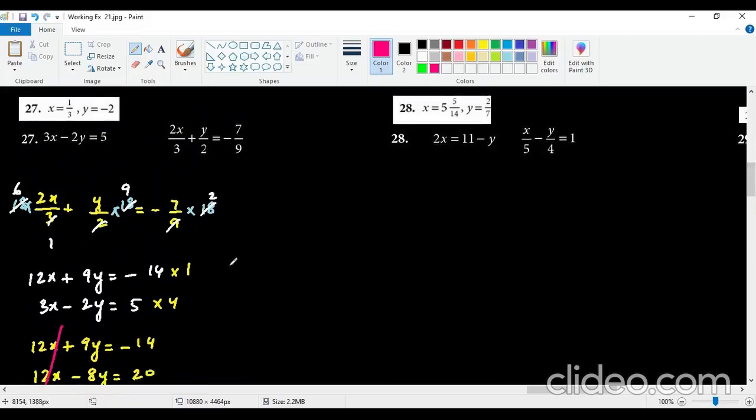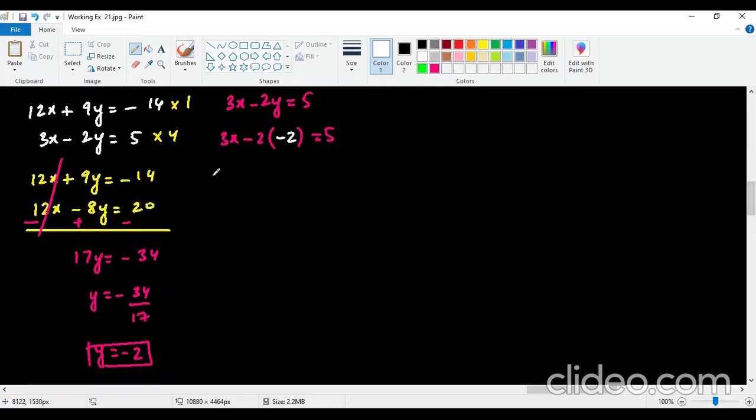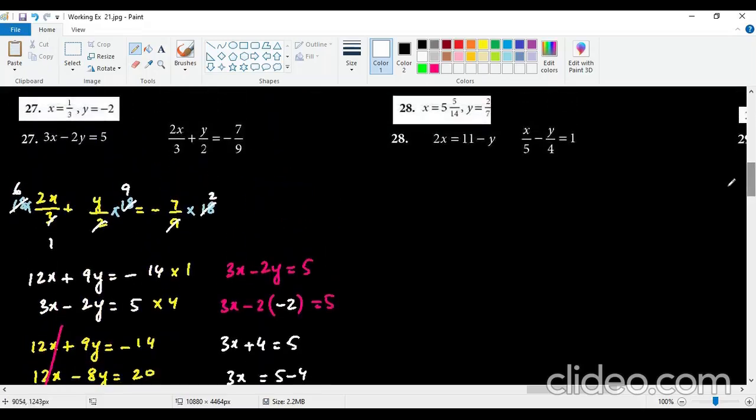Now we find out the value of x. So it says 3x minus 2y equals 5. 3x minus 2. The value of y I will replace with a negative 2. I will write negative 2, and in here it is going to be 3x plus 4 equals 5. That means 3x will be equals to 5 minus 4, and 3x will be equals to 1, and x will be equals to 1 over 3, which is the required answer.